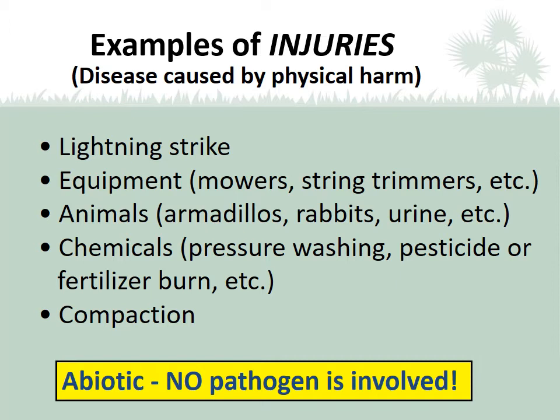Finally, compaction causes issues by limiting the amount of pore space for roots to use for air and water retention. In this way, there's less airflow for the roots to use for respiration, and it also limits the amount of water infiltration that can actually reach the roots themselves. These injuries are abiotic in nature, so no pathogen is involved, which is different from the biotic pathogens we'll talk about in the next few slides.